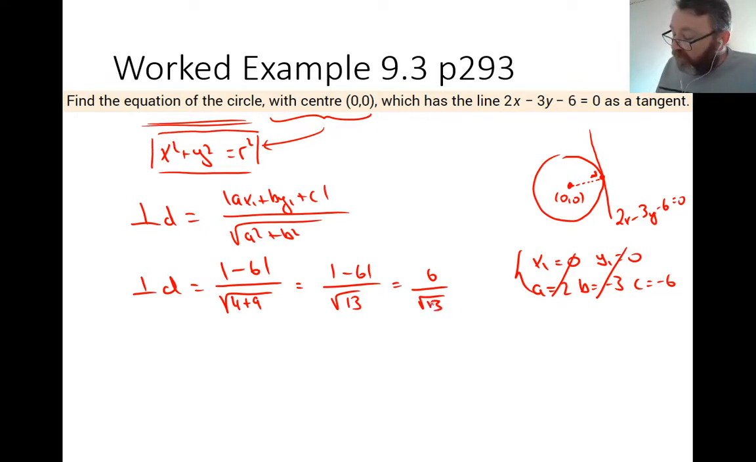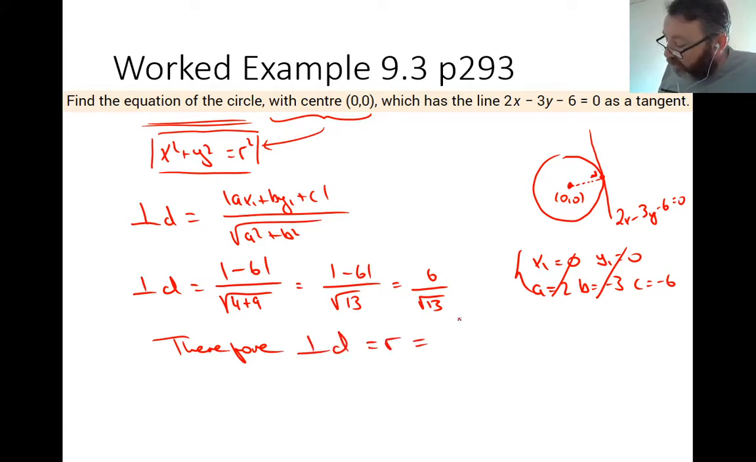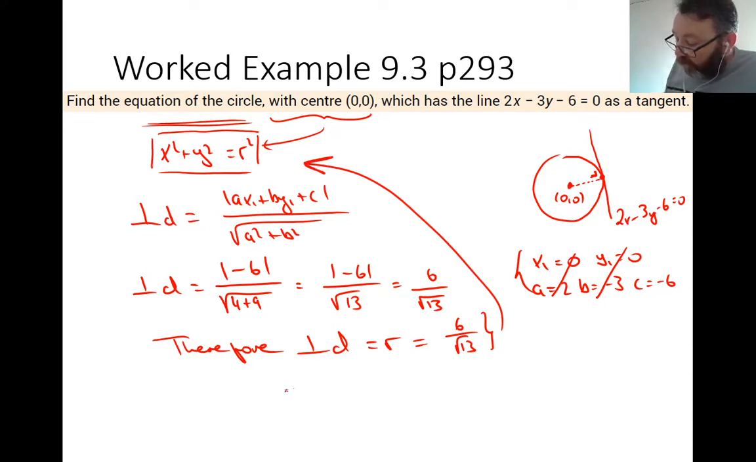So what have I got to do now? If that's the perpendicular distance, look at the diagram. The perpendicular distance is also the radius. So the perpendicular distance equals radius, which is 6 over root 13. So what have I got to do? Bring this back up to this formula here and shove it in for r. So you're going to get x squared plus y squared equals the radius squared. Just square the top and the bottom: 36 over 13. Leave it alone. Don't turn it into a decimal. Leave it as 36 over 13.